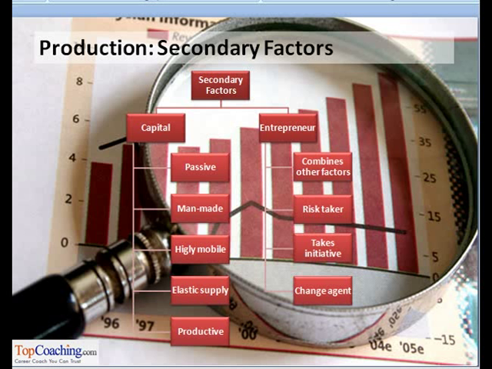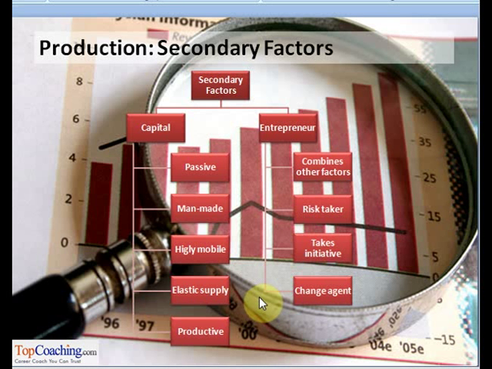Now, after primary factors of production, let us have a look at the secondary factors of production. Two such important factors are capital and entrepreneur. Let us take up capital first. Capital is considered a secondary and compound factor since production can take place even without it, and it results from the union of land and labor in the production of wealth. Hence, capital is considered man-made and productive. It is highly mobile and can easily be relocated. Its supply is elastic and can be increased or decreased as per the requirements.